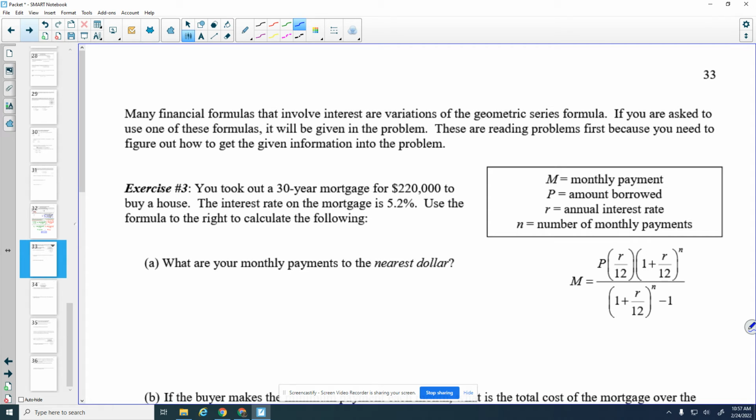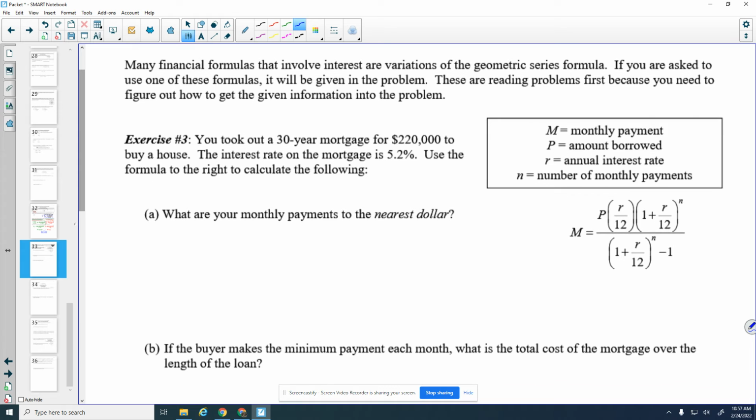So looking at the next page, a lot of financial formulas come from the S sub n formula or some sort of derivation of it, moving the variables around. Though you just need to know how to apply the S sub n. Any other formula that you need to know how to apply is going to be directly in the problem, kind of like Newton's law of cooling was directly in the problem in the last unit.